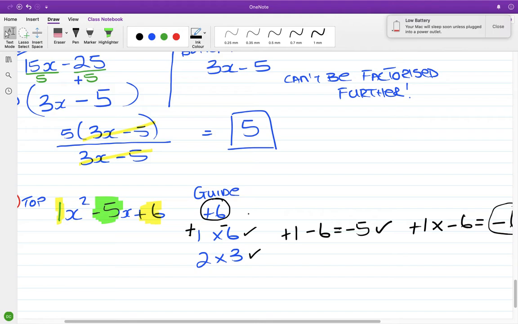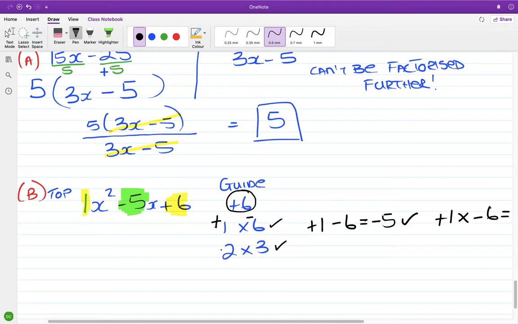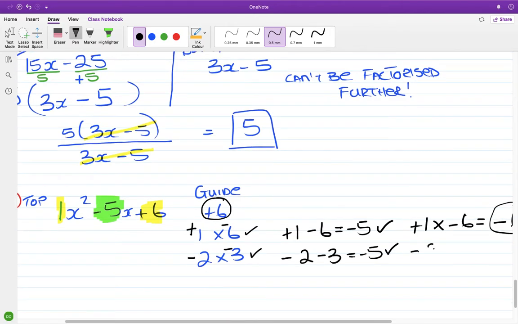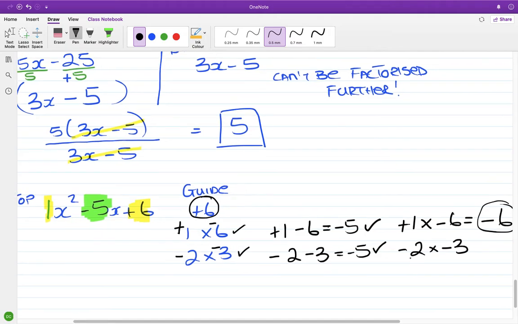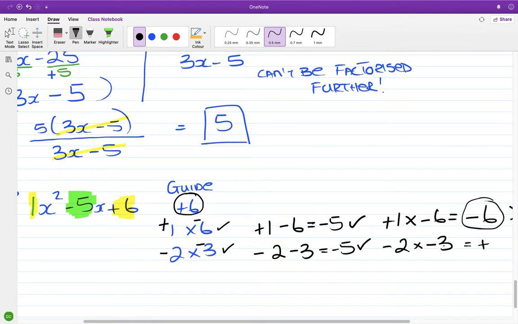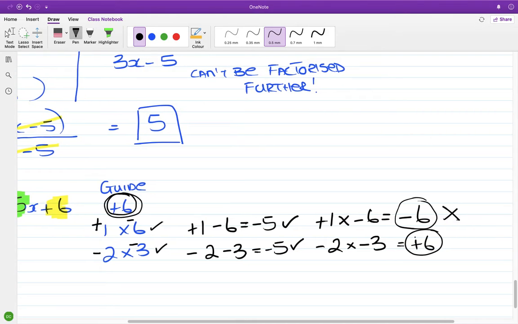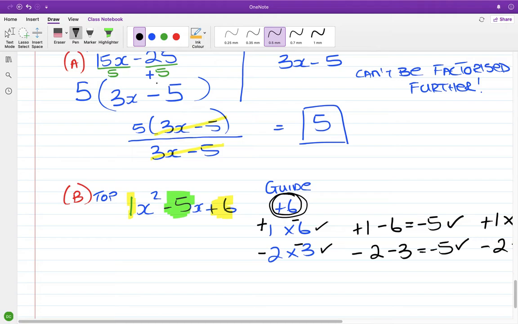It works when you add, but it doesn't work when you multiply. And like I said, only one of them can work. So let's try the other one. Okay, so I'm trying to get a minus 5 out of these two. So if I go minus, minus, I would have minus 2 minus 3, and that's minus 5, so that works. And now if I multiply them, minus 2 multiplied by minus 3, same signs give me a plus, and 2 by 3 is 6, so that gives me a plus 6, which is what the guide number is, so that works.